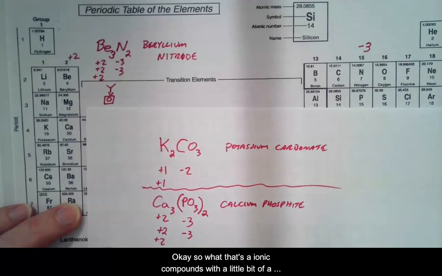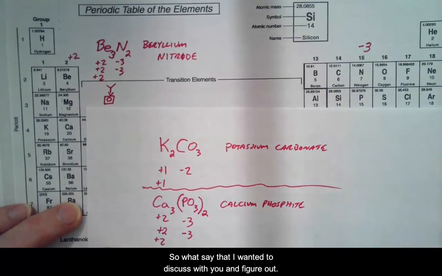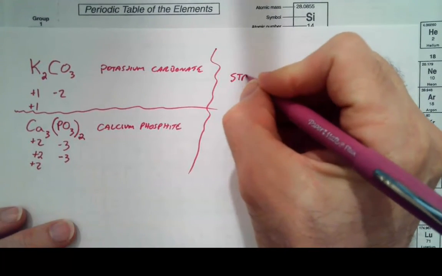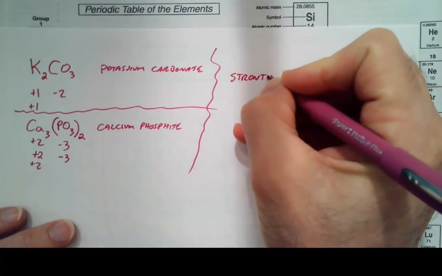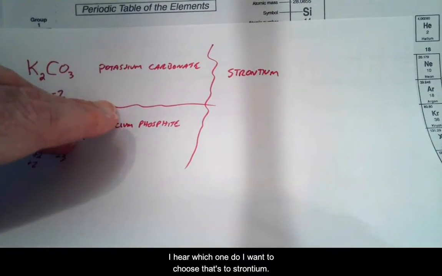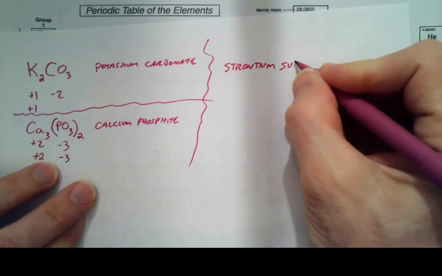Okay, so look, that's ionic compounds with a little bit of a polyatomic ion thrown in for some good measure. Now let's go in the opposite direction. I'm going to give you a name and let's see if we can come up with the formula. So let's say that I wanted to discuss with you and figure out strontium sulfate. I like it.